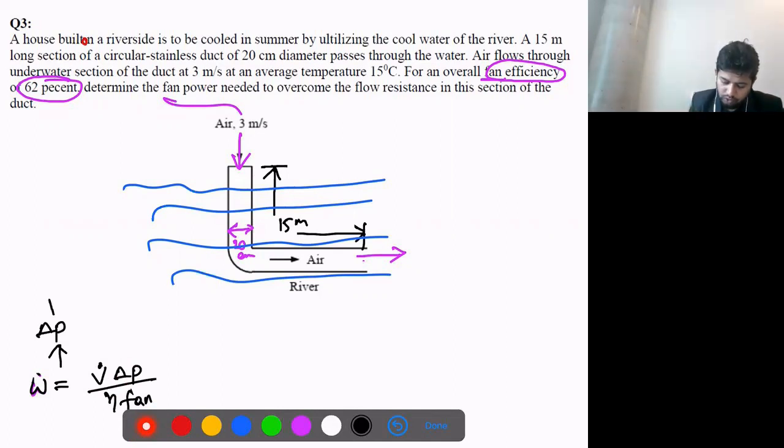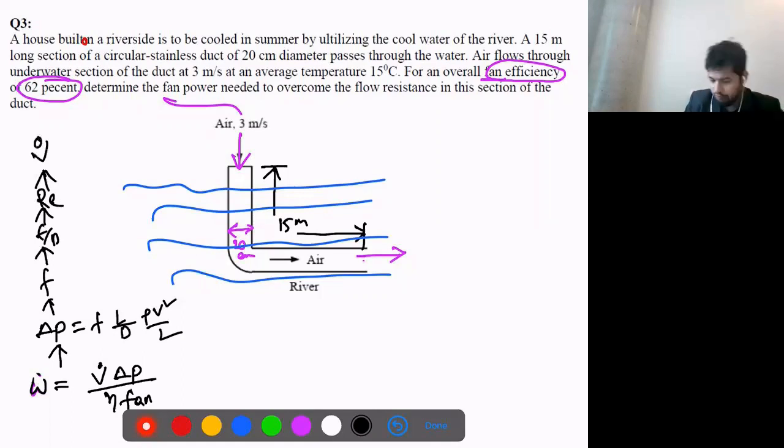Delta P is f L over D times rho V squared over 2. So that means we need f, we need epsilon over D, we need the Reynolds number, and we need the volume flow rate. So that's the overall procedure for this problem, guys. In that way we can calculate the volume flow rate and delta P. Eta is given, so then we'll substitute all the values.